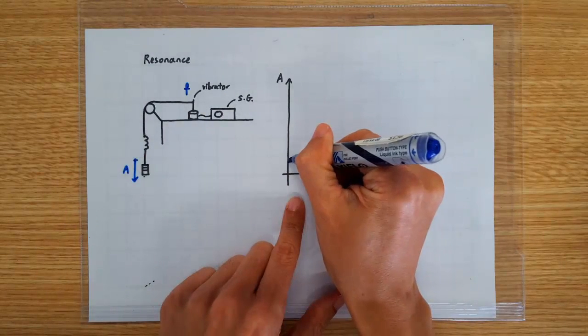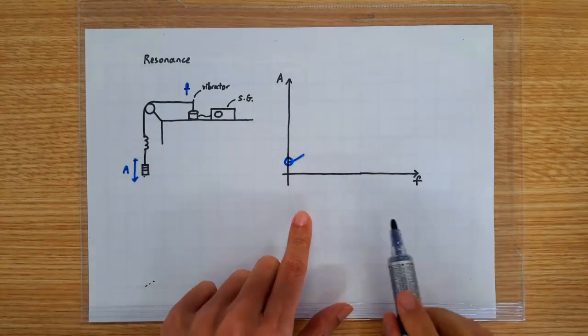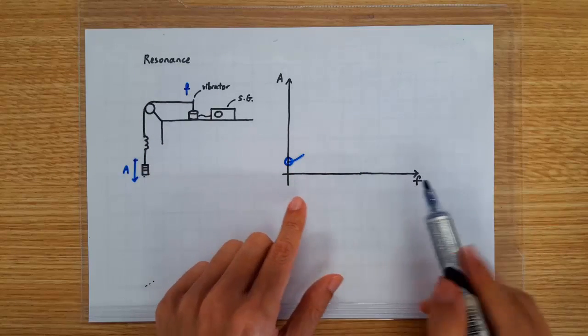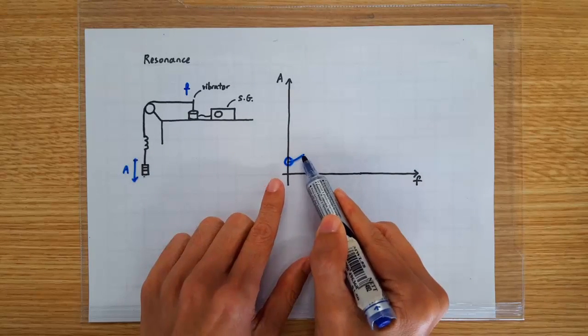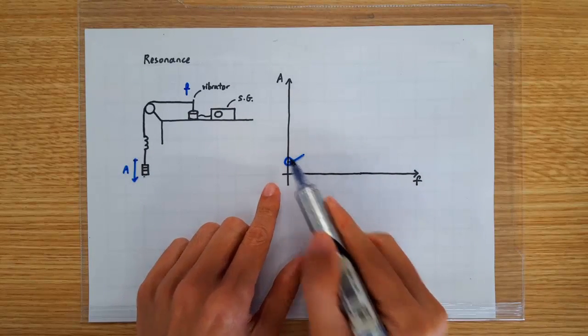Technically, we should put a bubble here because it's meaningless to talk about a periodic driving force that has a frequency of 0 Hz. So we mean a very low frequency, but maybe not 0 Hz.